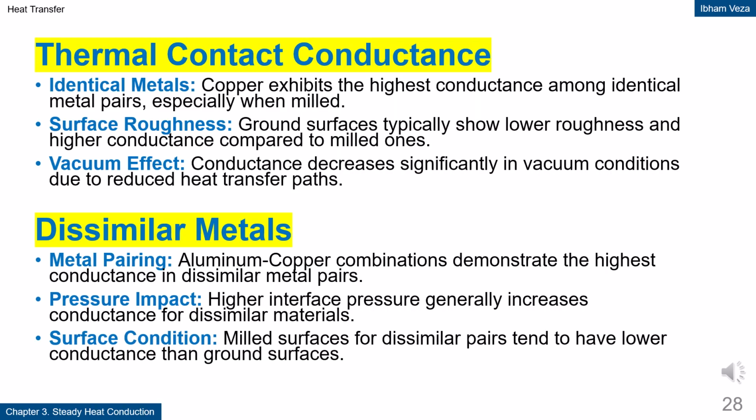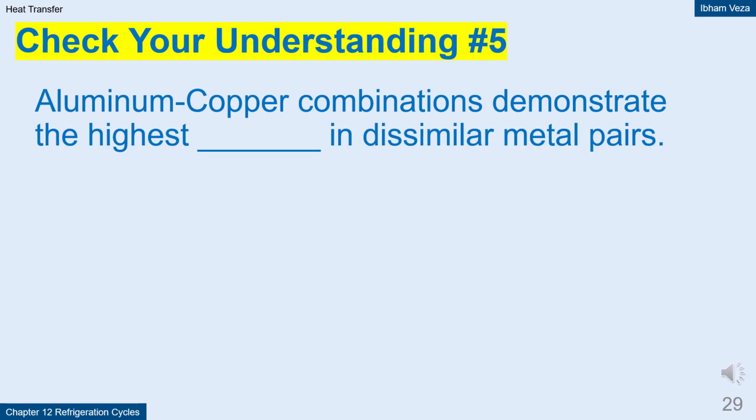Thermal contact conductance. Copper shows the best conductance performance compared to other materials. Smoother surfaces generally provide higher conductance. Under vacuum conditions, conductance drops drastically because heat transfer paths are reduced. For dissimilar metals, the aluminum-copper combination gives the best results. Contact pressure remains a key factor in all cases. Aluminum-copper combinations demonstrate the highest conductance in dissimilar metal pairs.